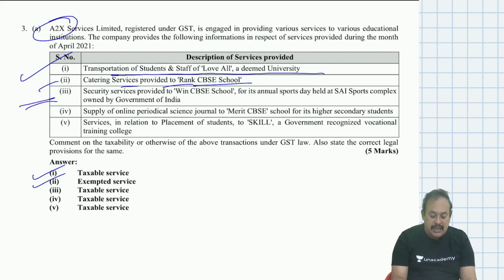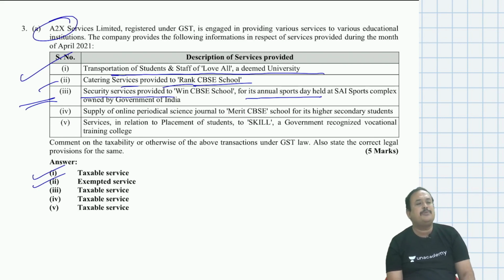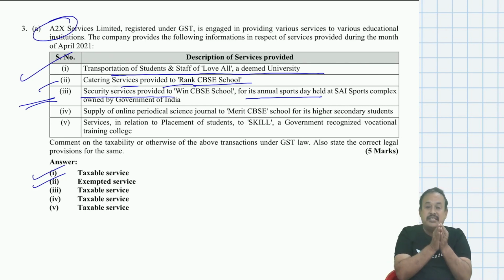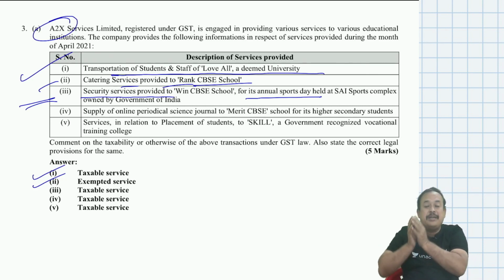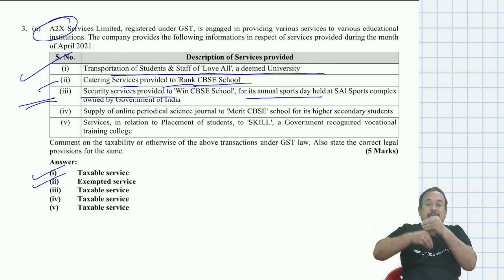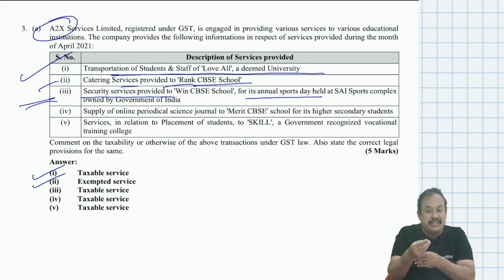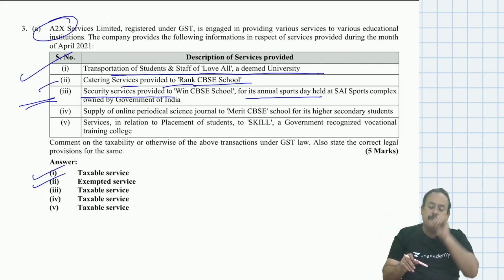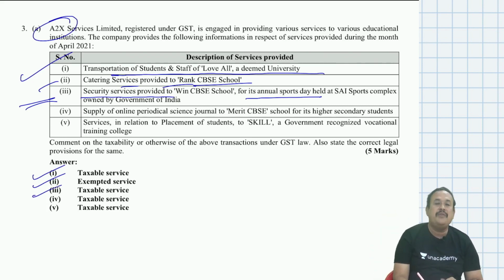Point number 3, security services provided to Win CBSE school for its annual sports day held at ICAI Sports Complex owned by Government of India. My dear friends, be careful. Security services, cleaning services, housekeeping services provided to preschool or higher secondary school up to 12th standard school education in their premises, only in such premises qualify for exemption. Services provided outside will attract GST. Therefore, it is provided outside here. Therefore, taxable. Not qualified for exemption.